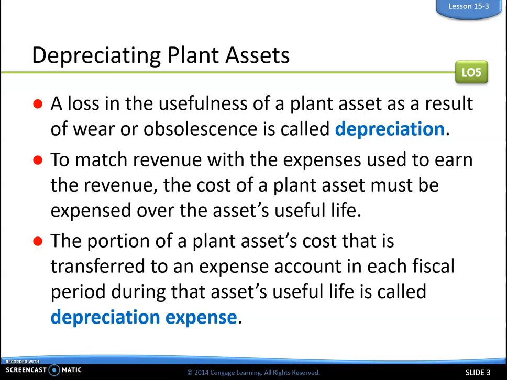To match revenue with the expenses used to earn the revenue, the cost of a plant asset must be expensed over the asset's useful life. So we want to make sure that depreciation is an expense, and we want to make sure that we are recording that expense during the same fiscal period that we are earning revenue from that asset. Depreciation expense is the portion of a plant asset's cost that is transferred to an expense account in each fiscal period during that asset's useful life.